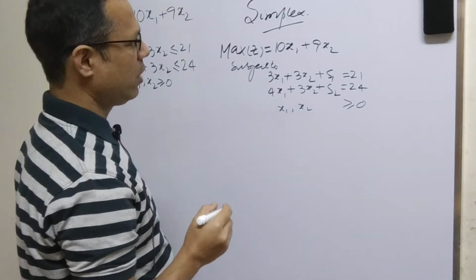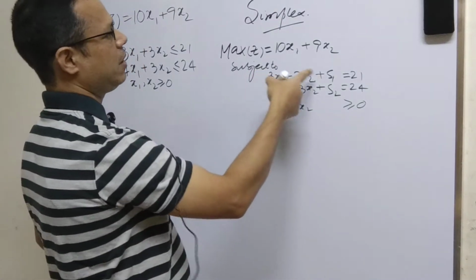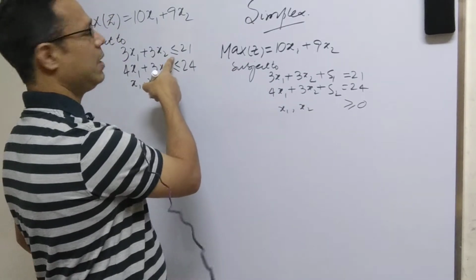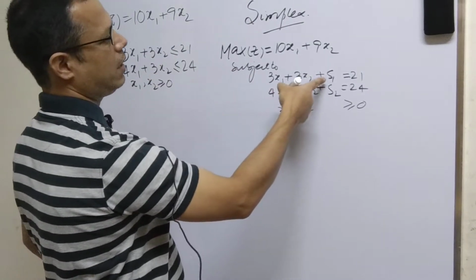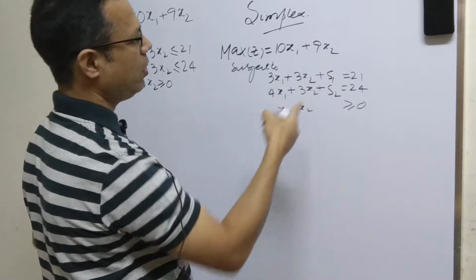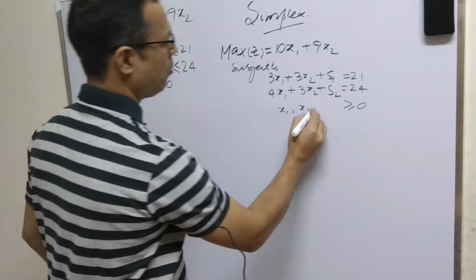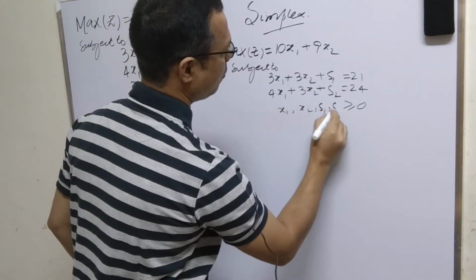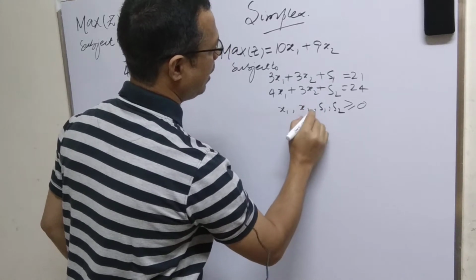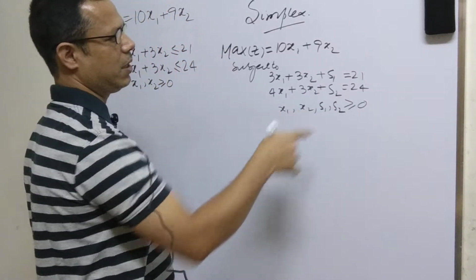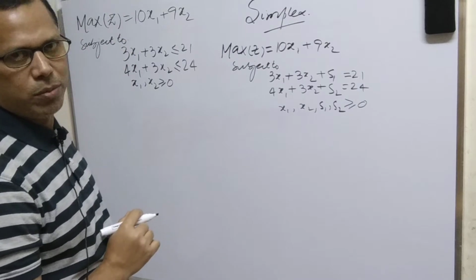So both are the same, don't get confused. In the maximization type of problem, if the constraints are in the less than or equal to form, we need to add S1, and these variables are called slack variables. Because we have added these two new variables, we need to write these two variables again, and these conditions will always be greater than or equal to 0 because it is not going to change.